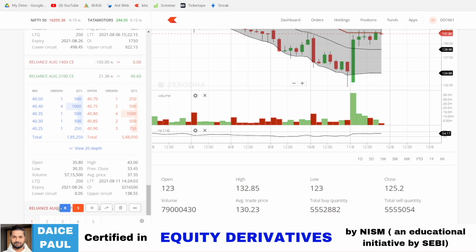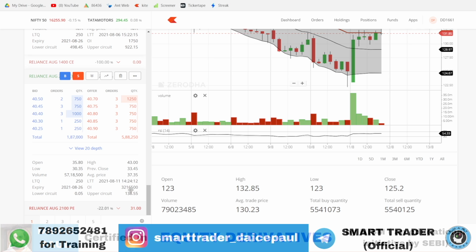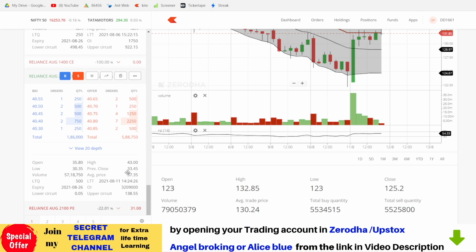Look at this. The volume traded is 57 lakh, whereas the open interest is how much? 32 lakhs, right? So these are the volume traded till now, and the open interest is the contracts still open in this particular contract, that is the Reliance 2100 contract. All right, so you're getting my point. OI and volume are totally different topics.